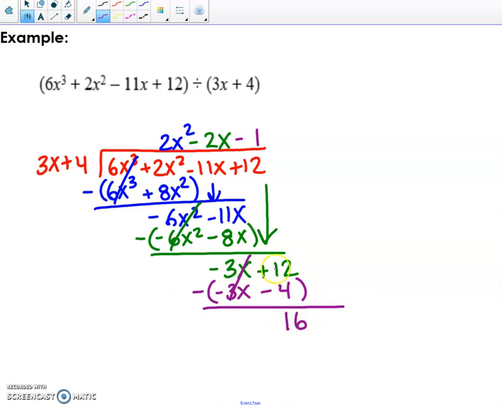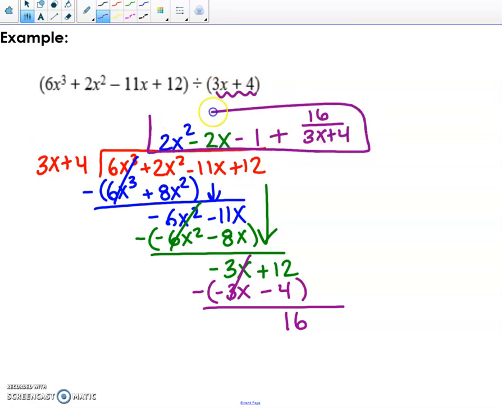So now we have a remainder. The way we're going to write our remainder, since it's a positive 16, we're going to write plus. If it was negative 16, we would put minus. So plus, this number becomes our numerator, so 16 over, and then our divisor becomes our denominator, 3x plus 4. So here our answer is 2x squared minus 2x minus 1 plus 16 over 3x plus 4. Okay, so it's totally fine if it does not go in evenly.